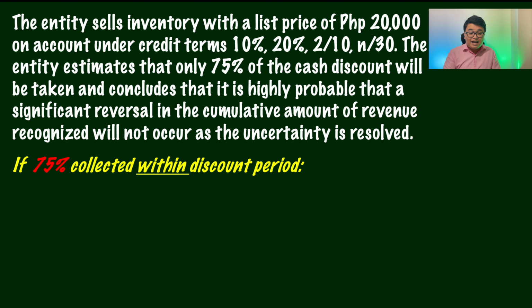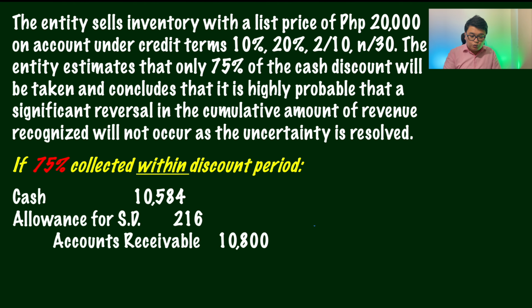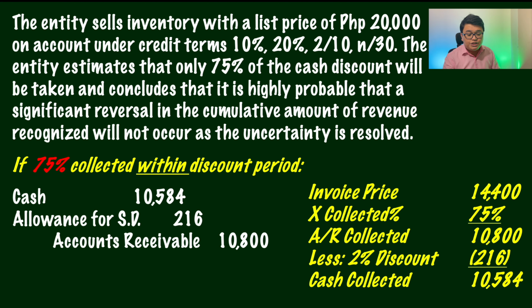If 75%, as predicted, was collected within discount period, the entry would be a debit to cash, debit allowance for sales discount, and credit accounts receivable. Take note that the accounts receivable invoice price is 10,800. We multiply it by 98% to arrive at 10,584 debit to cash. The allowance for sales discount amount of 216 again represents 10,800 multiplied by 2%.